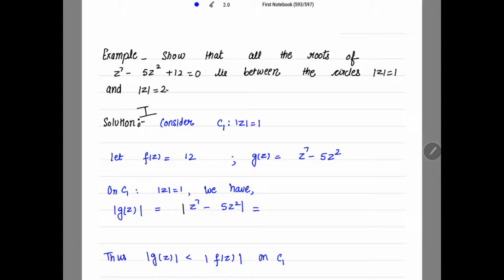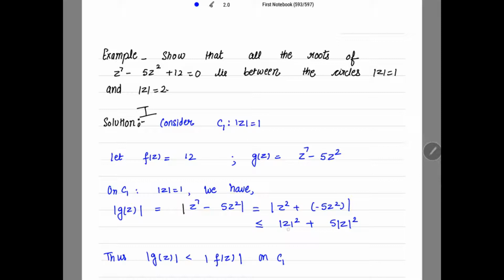So on C1, mod z is equal to 1. Before applying Rouche's theorem, we must check whether mod of g(z) is less than mod of f(z) or not. Right? So let's check. Mod of g(z) is equal to mod of z to the power 7 minus 5z square, which can be written as z to the power 7 plus minus 5z square. This is your a, this is your b, and we know that mod of a plus b is less than or equal to mod a plus mod b. So this is mod a plus this is mod b.